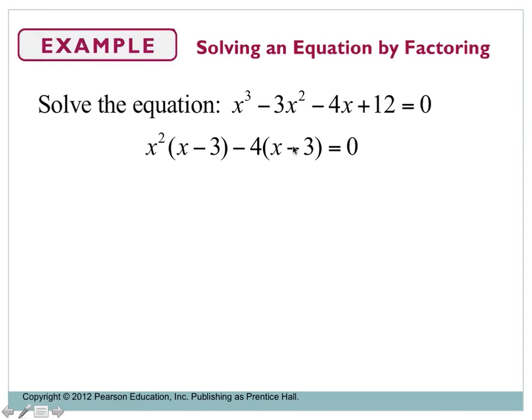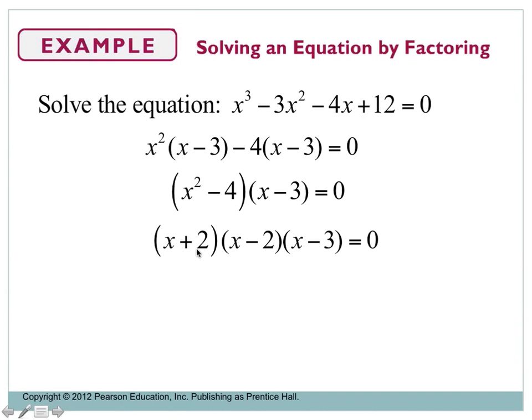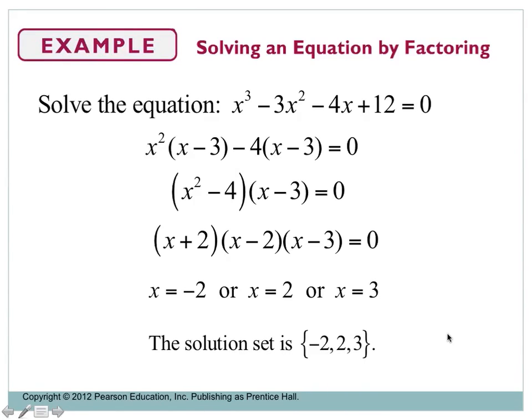Now if you notice here, x minus 3's exist in both places. That's how we want it to work when we have factor by grouping. And so this factors even further: x squared minus 4 times the quantity x minus 3. Now x squared minus 4, hopefully you recognize that. That's the difference of two perfect squares. So that's going to factor into x plus 2 times x minus 2 times x minus 3, which is going to give us three solutions, negative 2, positive 2, and positive 3. So that's our solution set there.